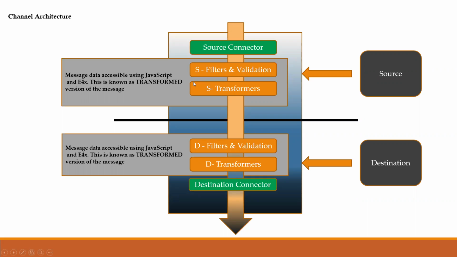Within source filters and transformers, we are going to use three different technologies. One is XML. We'll be dealing with XML data, so we need to be aware of XML. Second is JavaScript. JavaScript is used to perform all the various kinds of transformations that we have to perform while the data is traveling through our channel. And third, we need to be aware of E4X, which is ECMAScript for XML, which makes the XML object native to JavaScript.